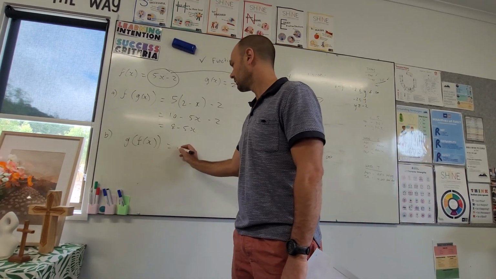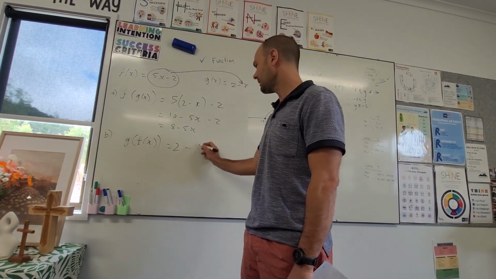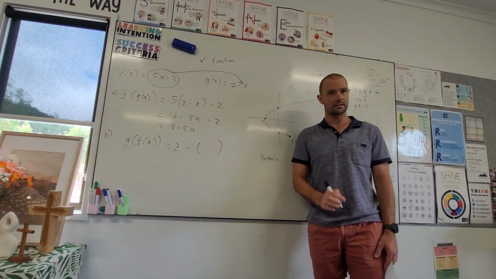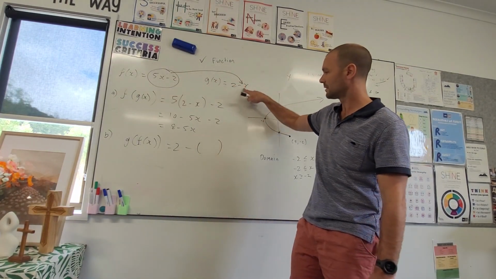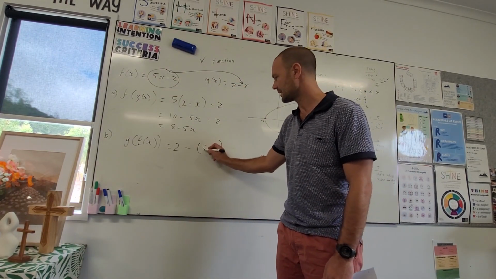It's going to equal 2 take away, and we're going to put it in brackets because that's where we're substituting the function in. F of x is going there, so we're putting it here: 5x take 2.